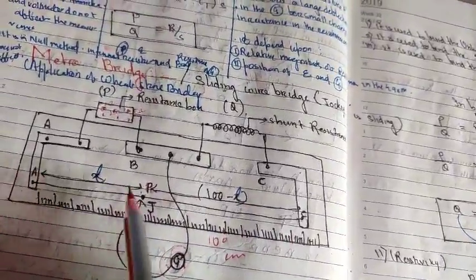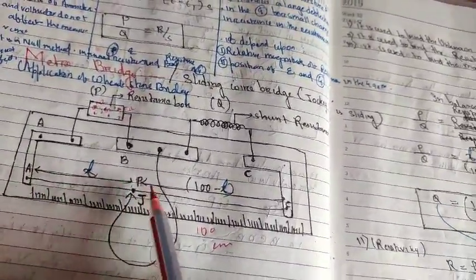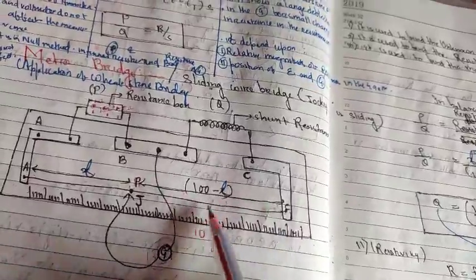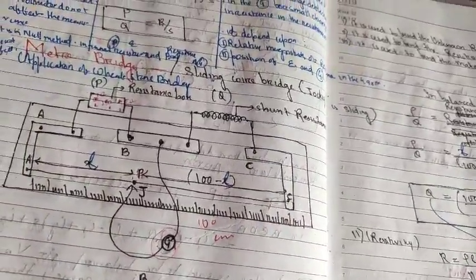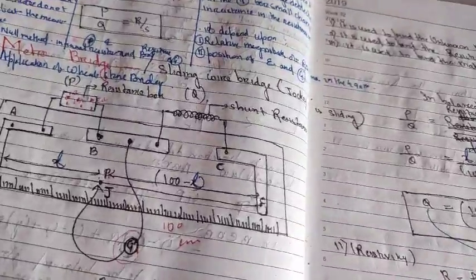The distance of A to P I will take as L. The distance from P to C I will take as 100 minus L. Clear to you? Understood? Now let us find out. So what is the first function, student?